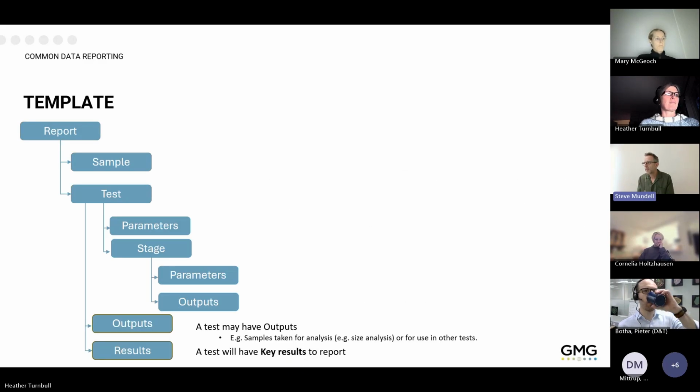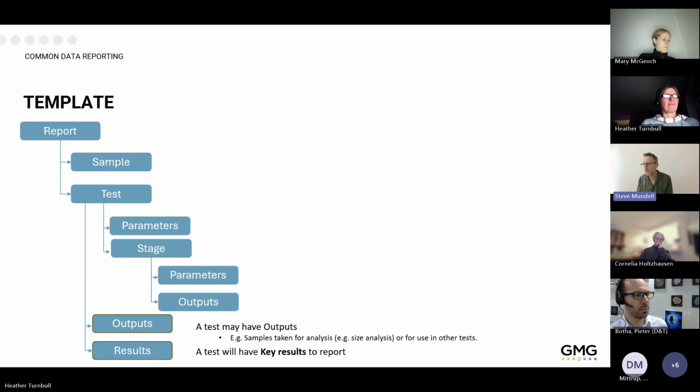So these might also be samples that are taken, which go off for further analysis. So it's defining what those outputs are. A test may have one to multiple stages. Then the test itself will have outputs.